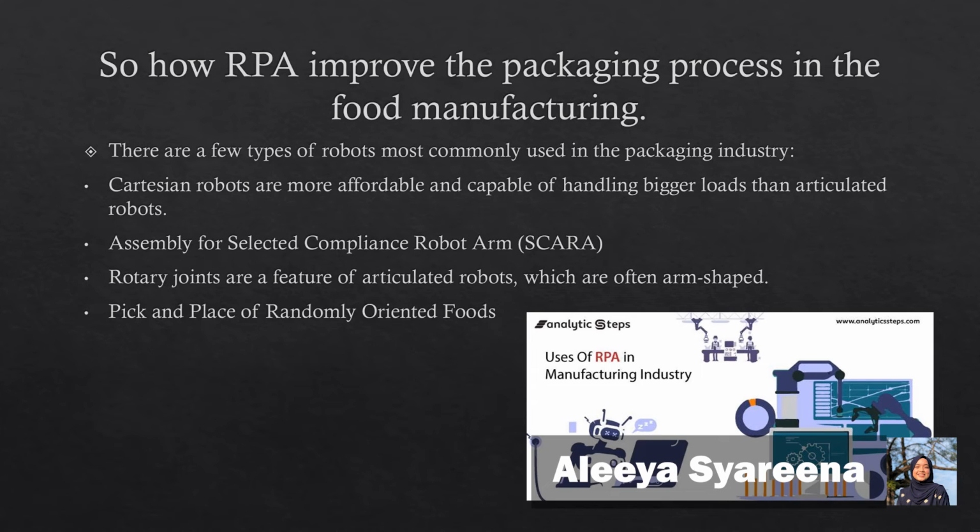6 degrees of freedom articulated robots are the most popular in the package manufacturing industry because they are granted the maximum flexibility. The last is pick and place of randomly oriented food.